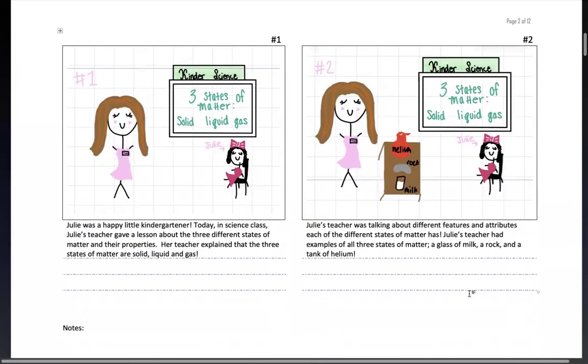Julie was a happy little kindergartner. Today, in science class, Julie's teacher gave a lesson about the three different states of matter and their properties. Her teacher explained that the three states of matter are solid, liquid, and gas. Julie's teacher was talking about different features and attributes each of the different states of matter has. Julie's teacher had examples of all three states of matter: a glass of milk, a rock, and a tank of helium.